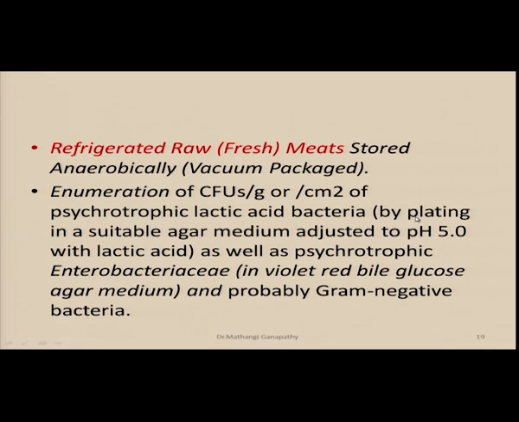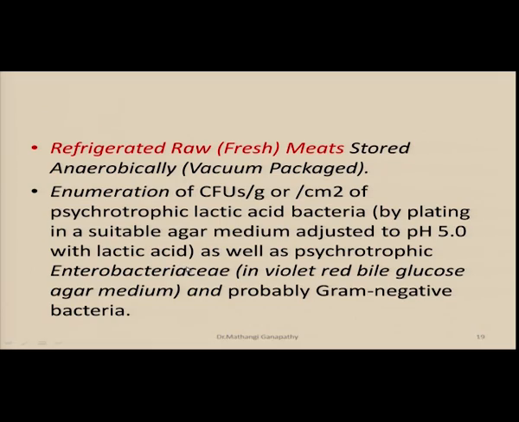We use a suitable plating medium, agar medium adjusted to pH 5, because we are going to look for lactic acid bacteria, as well as psychrotrophic enterobacteria. Especially for these enterobacteria, the selective medium for their growth is violet red bile glucose agar medium. Along with it, we can look for the growth of some gram-negative organisms also.